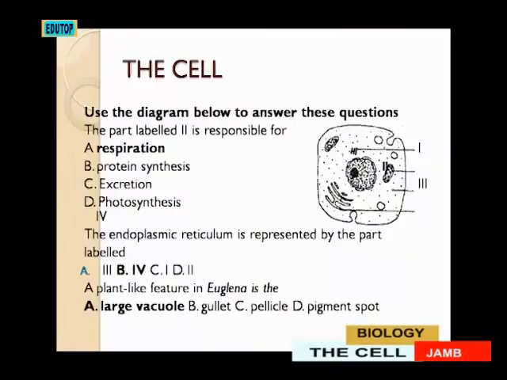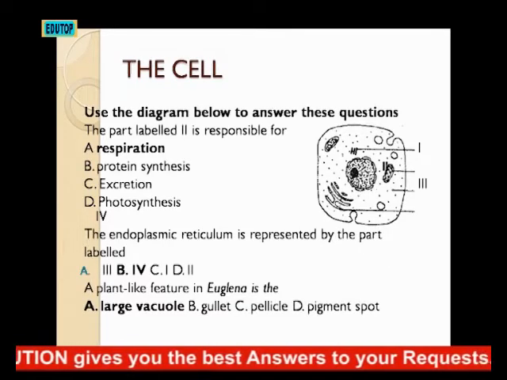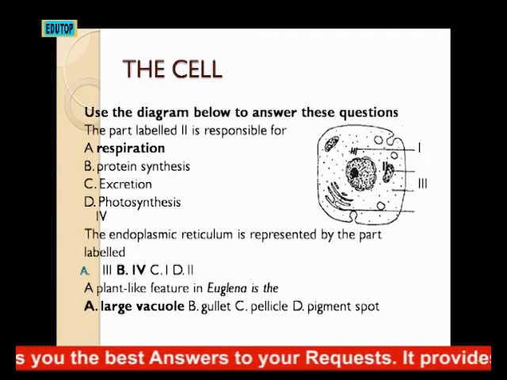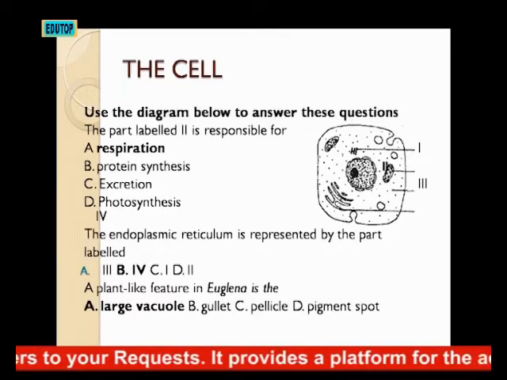Then the second question: the endoplasmic reticulum is represented by the part labeled what? Which one of the 4 is the endoplasmic reticulum? We have 3, 4, 1 or 2. The answer is B, 4. The 4th one is the endoplasmic reticulum. You can see that disc-like shape on it. In this one we have a few ribosomes, so you know that this is the endoplasmic reticulum. And I said the function of endoplasmic reticulum is protein synthesis.